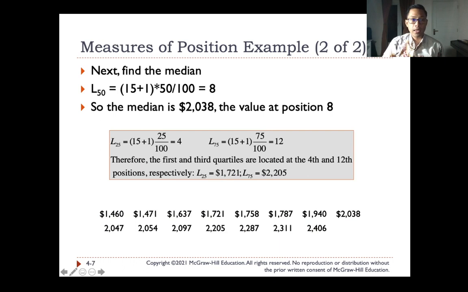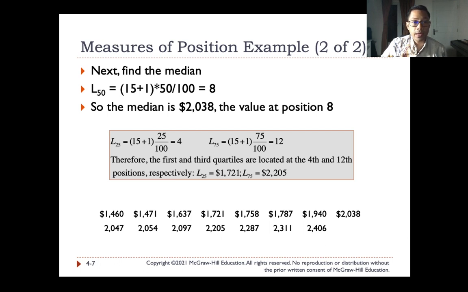So the first one is going to be the median. The median is actually similar to the 50th percentile. In this particular case, the median is going to be 15 plus 1 multiplied by 50 divided by 100. And so in this particular case, the percentile or the median is going to be equal to 8.